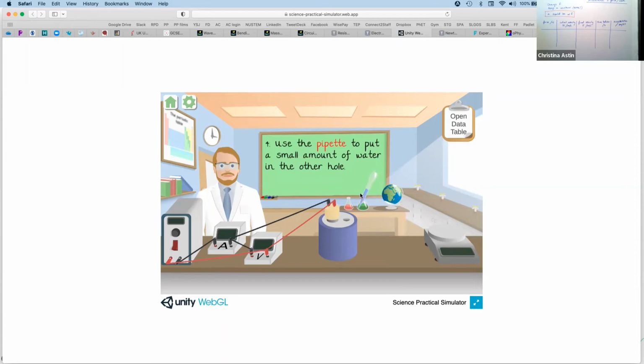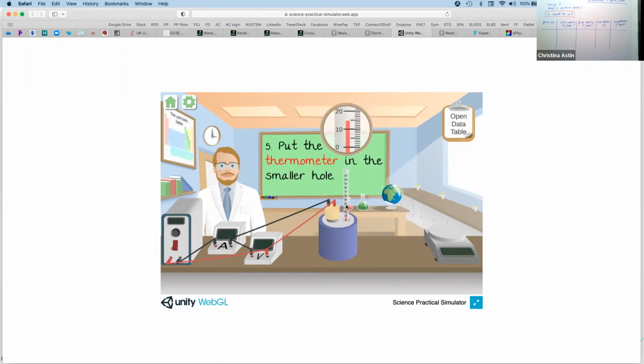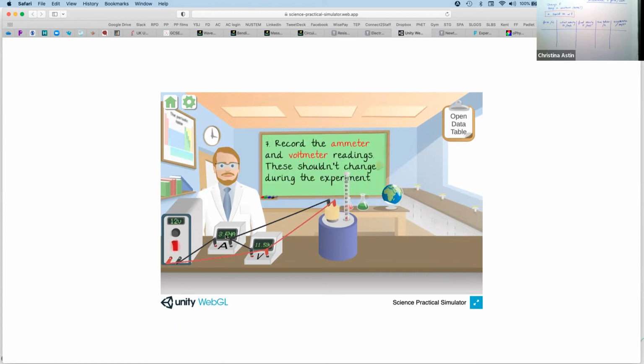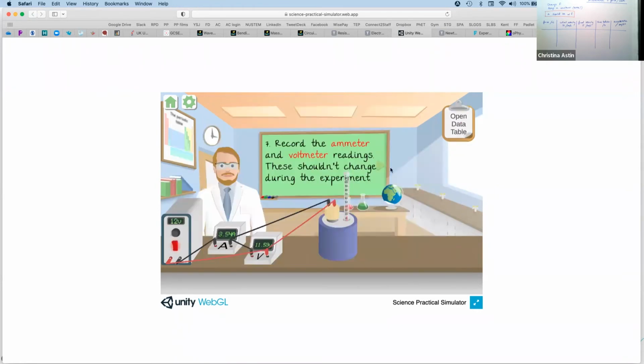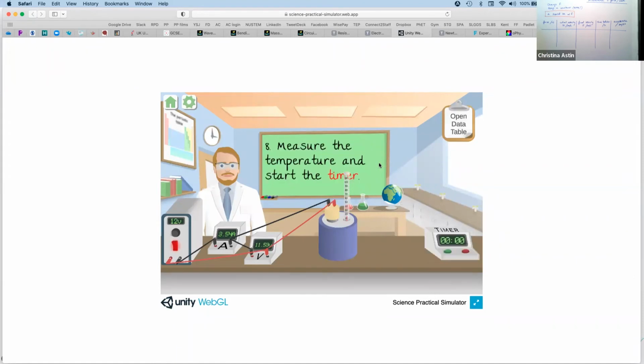I like this. Look, a little pipette with some water. That helps conduction. Then you put the thermometer into the small hole. Turn the power pack on to turn on the heater. Record the ammeter and voltmeter readings. Again, if I open the data table, you see it's doing that for me. And measure the temperature. If I click on the thermometer, I get a magnified view of it, which is really useful, and start the timer.